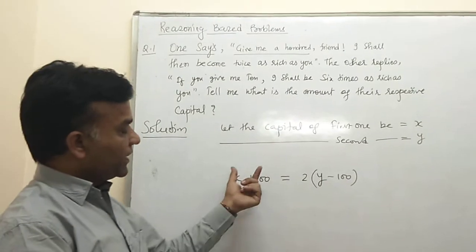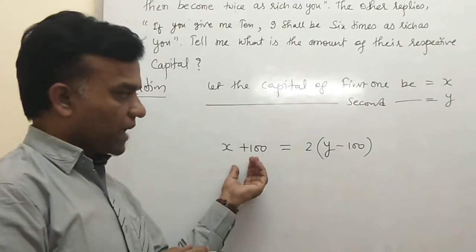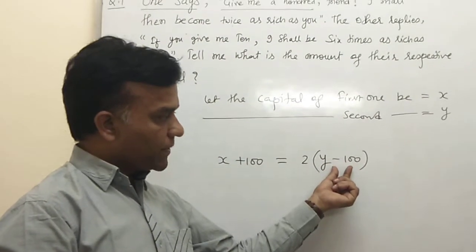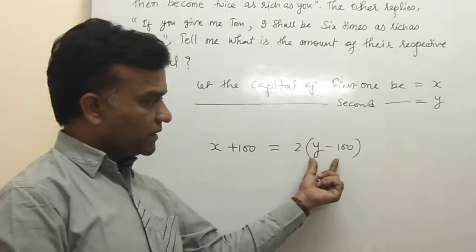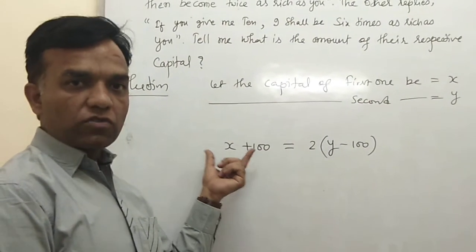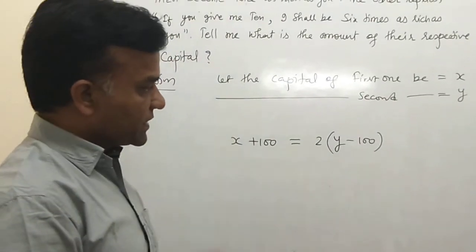If one friend gives 100, I think borrows from the second friend, so now here it is added and here subtracted, because its full capital is y. And now in this capital, 100 is here like borrowing. So in the whole capital 100 is minus, and in this capital 100 is added. So after adding 100 it becomes 2 times. Okay, so now the first condition is created.